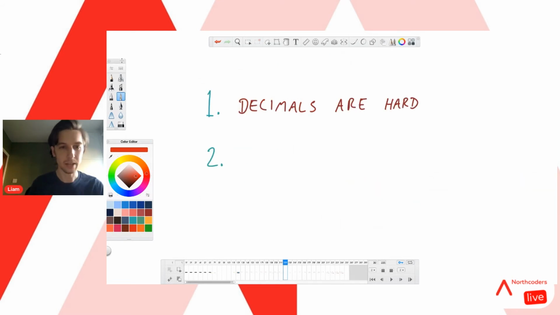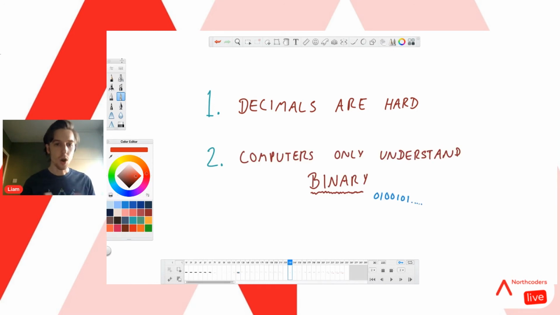Which leads us on to the second point, because we haven't really addressed the fact that I introduced this mysterious, tricky number of 1/3, but I said that 0.1 and 0.2 were fine, right? We could deal with them. There wasn't really any trouble in displaying them. I wouldn't need an infinite number of pieces of paper to write them out. But the problem is, computers only understand binary. So binary is just 0s and 1s.